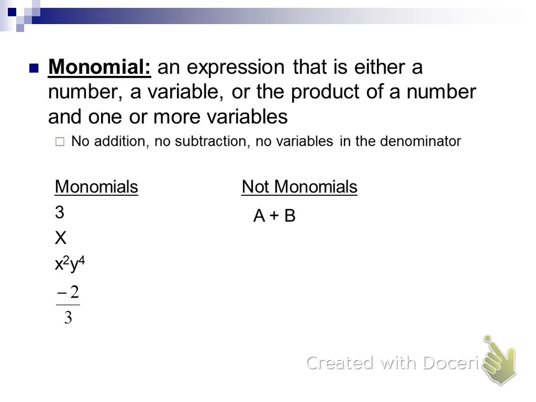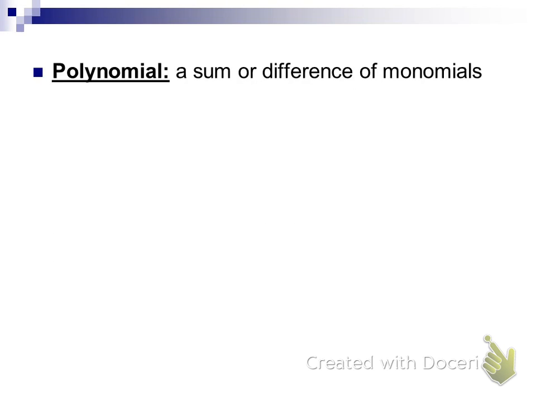Anytime you see a plus or minus sign, that means you have more than one term. And then you also cannot have any variables in your denominator. That makes it not a monomial. So the definition for a polynomial is a sum or difference of monomials. So you're taking multiple terms and you're adding or subtracting them.